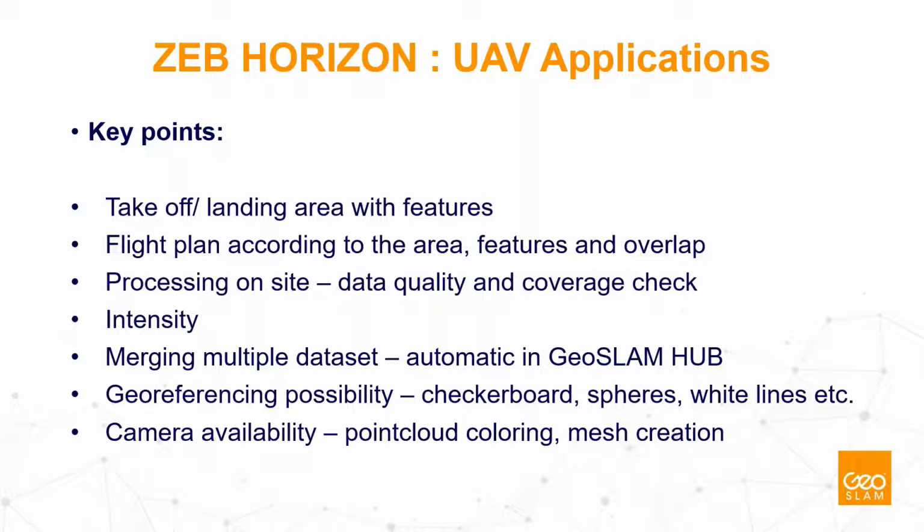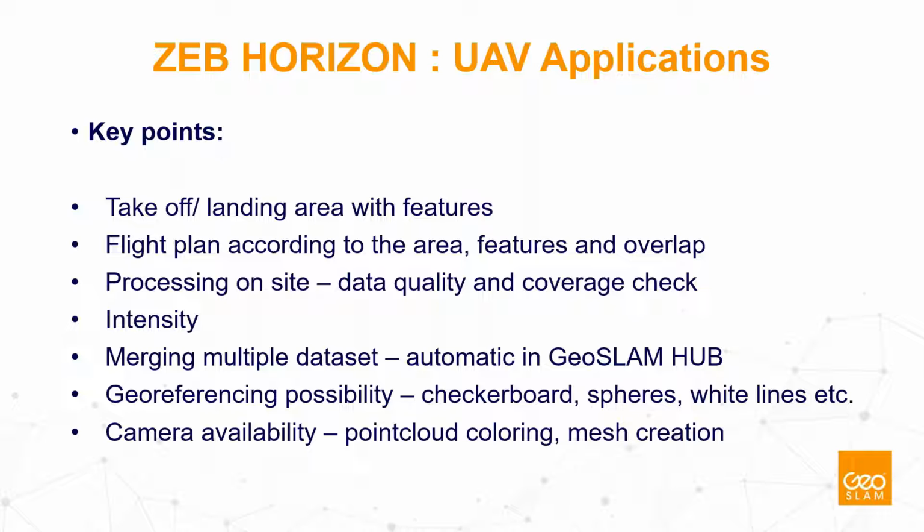You also need to identify a takeoff and landing area which has enough features, but you probably don't want to be too close to the building, so a parked car or the UAV box might be a good feature to use. You can use different flight planning software for the area to capture the data and just make sure that you have enough overlap between the flight lines.